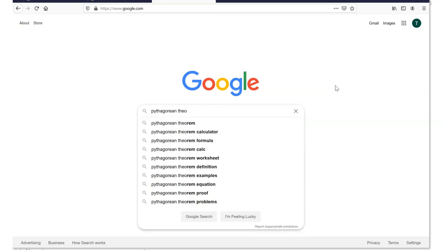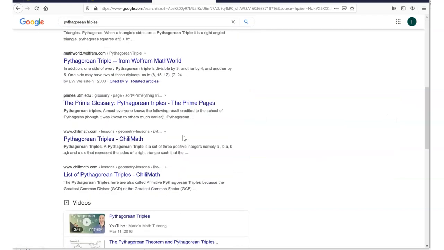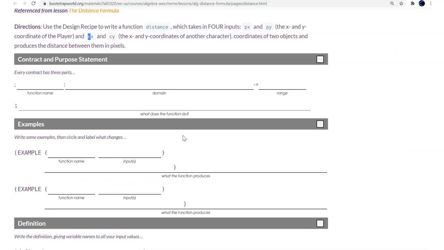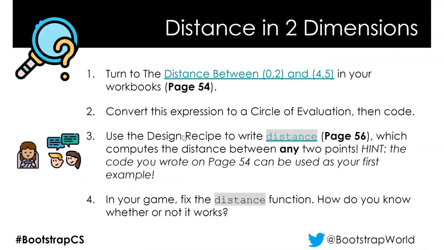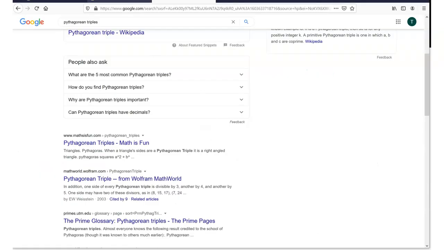Pythagorean triples, T-R-I-P-L-E-S. And most people know a couple of those. Some super famous ones are 3, 4, and 5. And let's figure out why that is true.